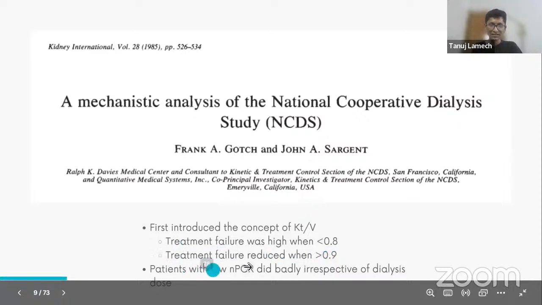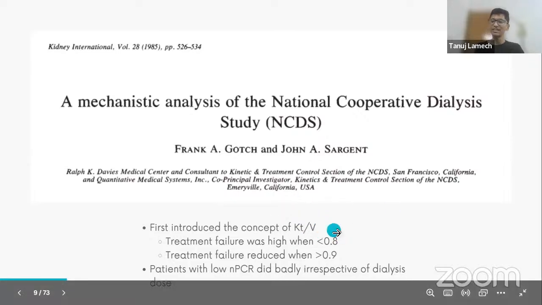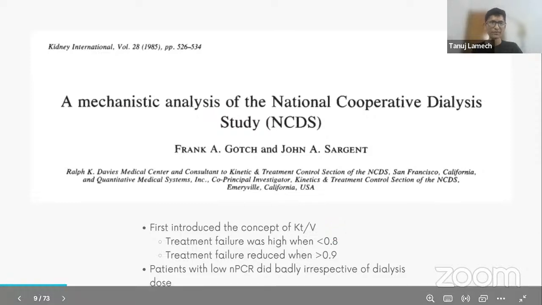The other inference from this paper was that patients with a low NPCR, and we'll come to this NPCR and this KT over V a little later, but low NPCR basically means somebody who is malnourished. All right, so they said the people who are malnourished, they actually did badly irrespective of the dialysis dose. So it doesn't matter whether you got good dialysis or bad dialysis. If you are malnourished anyway, you're going to have a bad outcome. So this was 1985. This was where they introduced KT over V, and they said less than 0.8 is bad, more than 0.9 is good.